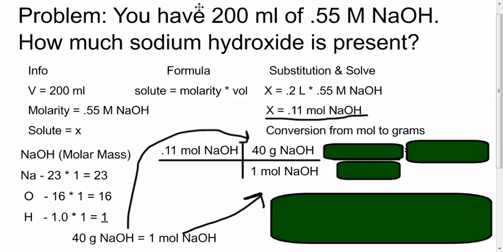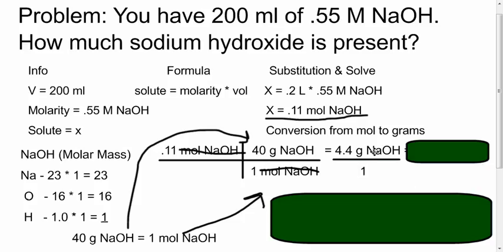The next step is I'm going to cancel my units. All right. And then I multiply across. 0.11 times 40 is 4.4 grams NaOH. The 1 carries over, and it's just 1. So 4.4 divided by 1 gives me 4.4 grams of NaOH.